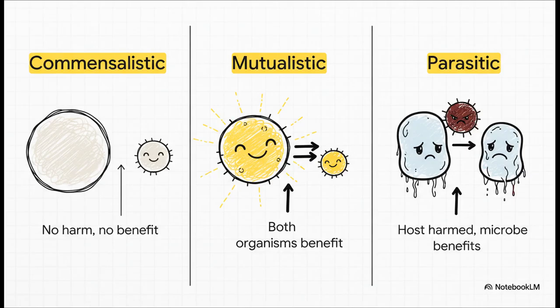First, you've got commensalistic. This is basically neutral. They're living on us, but it doesn't really affect us one way or the other. No harm, no foul. Then there's mutualistic. Now this is the good stuff, a total win-win. They get a place to live, and in return, they help us with things like digestion or even protecting us. But then you get to parasitic. This is when one of them benefits, but at our expense. And that is what we call an infection.